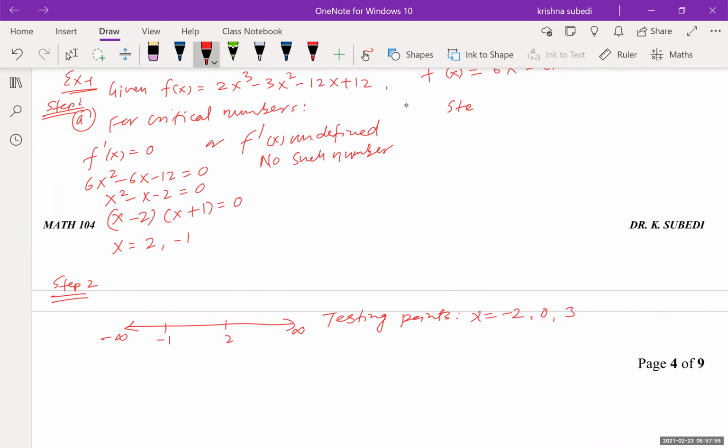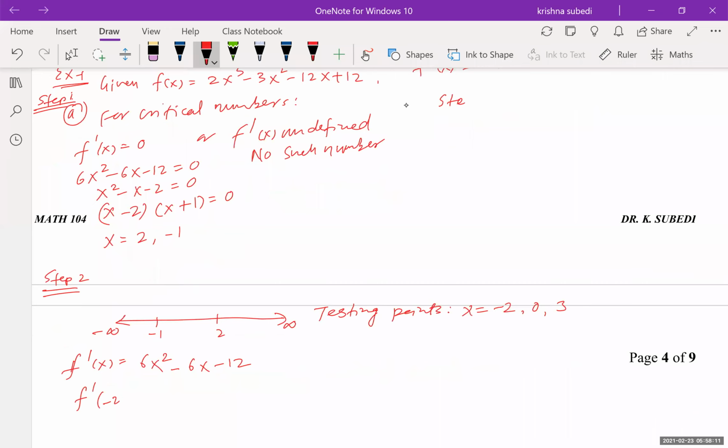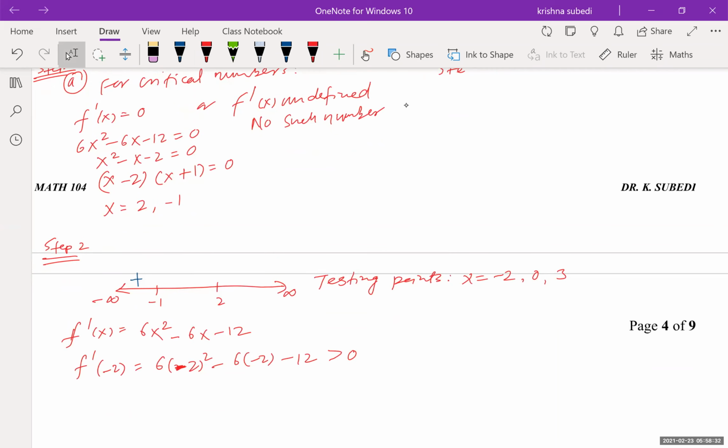Let me just copy the function, which is 6x squared minus 6x minus 12. That is the derivative, and we need to test those points there. So when I plug in -2 there, I'm going to get (-2) squared minus 6 times -2 minus 12. And you know that if you simplify it, you're going to get a positive number. So this is positive, so the graph is increasing there.